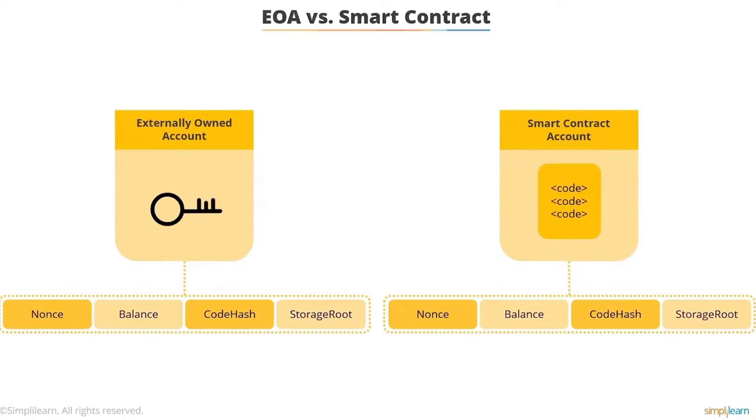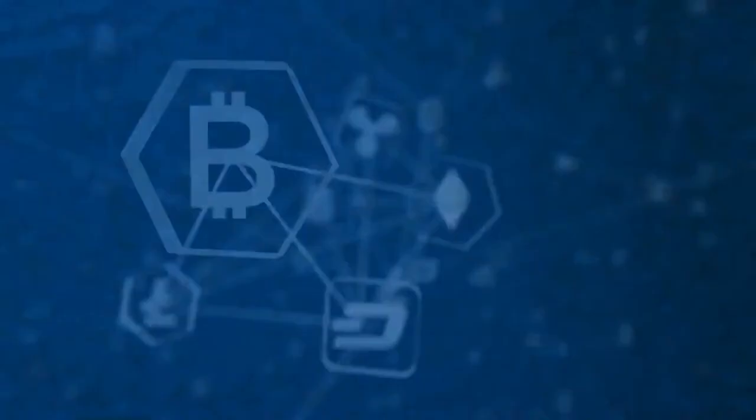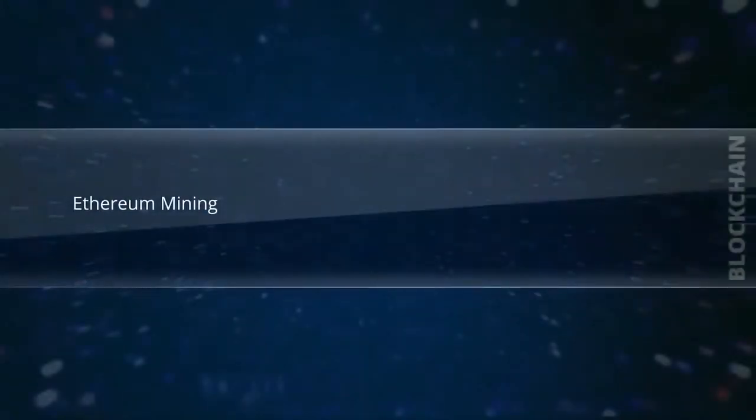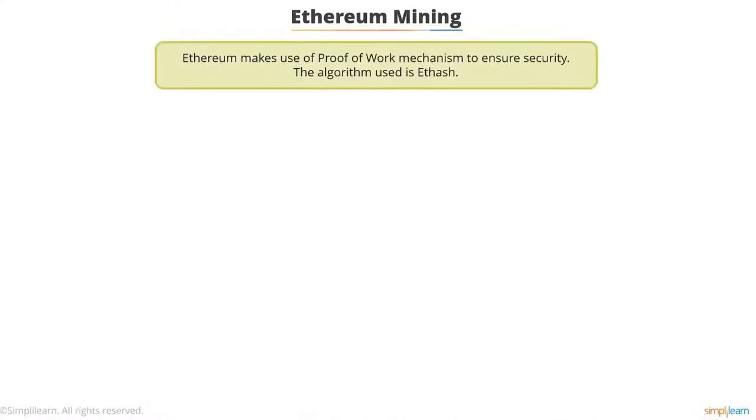That was all about the Ethereum concepts and accounts. Let's understand the process of mining now. Ethereum mining. Ethereum makes use of proof-of-work mechanism to ensure security. The algorithm used in Ethereum is called Ethash.